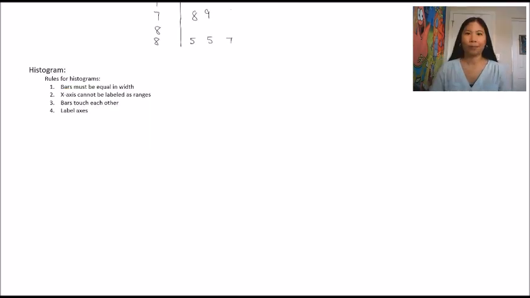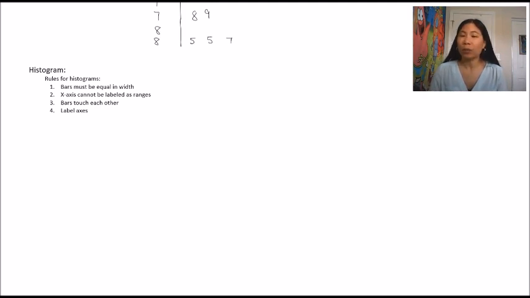So a few rules about histograms. We talked about last time in last section about how histograms and bar graphs are pretty similar, except remember bar graphs were for categorical data and histograms are for quantitative data. So we're working with a bunch of numbers, not categorical stuff. So your bars have to touch each other this time because in a bar graph, the bars don't touch. In a histogram, the bars touch. So that's rule number 3.